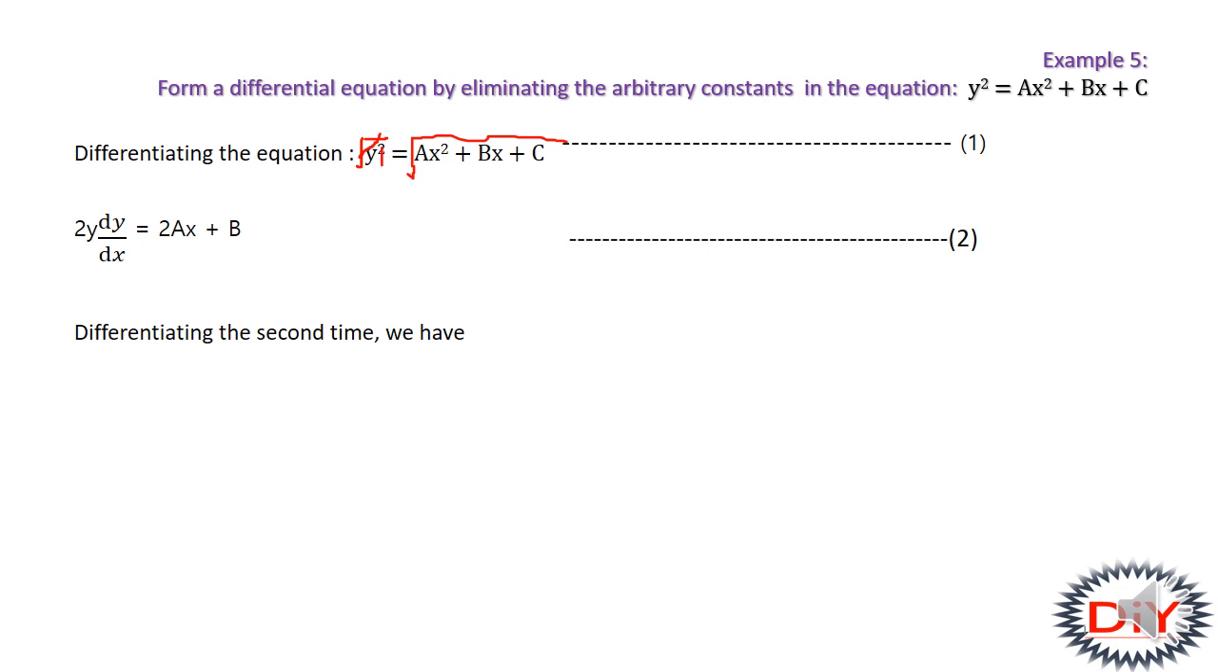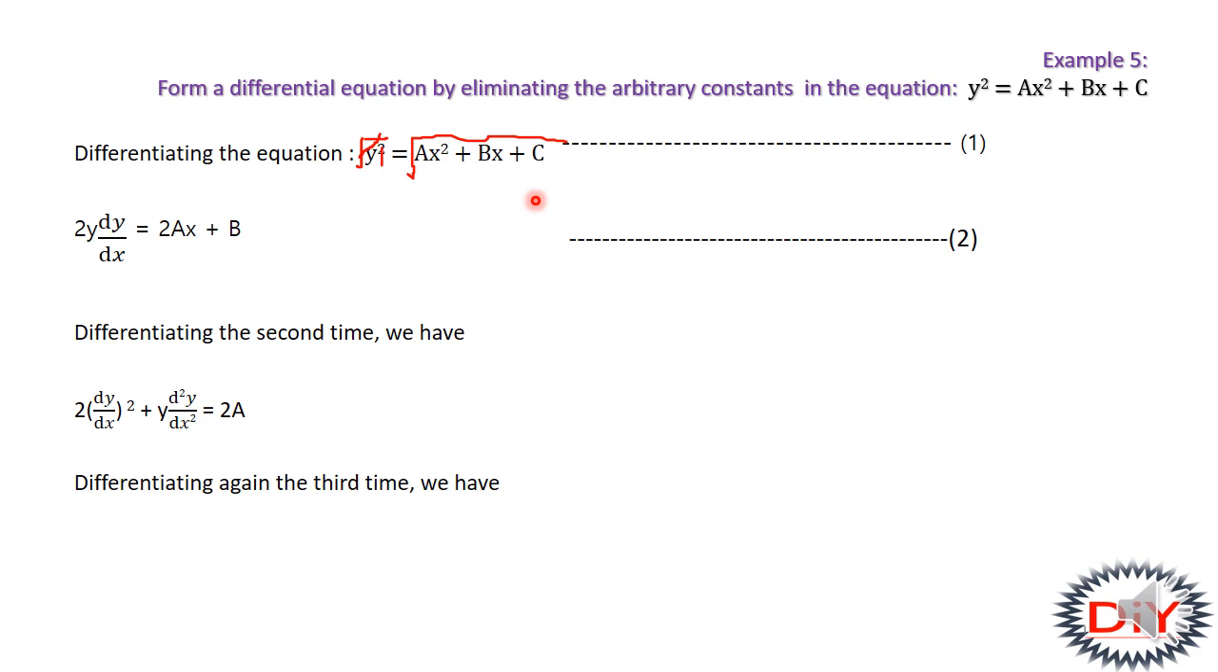As we saw in the last example, right now we are unable to establish any relationship between this equation and this equation. There's no relationship. You have 2ax plus b here, you have ax squared plus bx plus c here. So there's no relationship between these two equations. That means we have to what? We have to differentiate again. So on differentiating again, we have 2 (dy/dx) squared plus 2y d squared y over dx squared is equal to 2a.